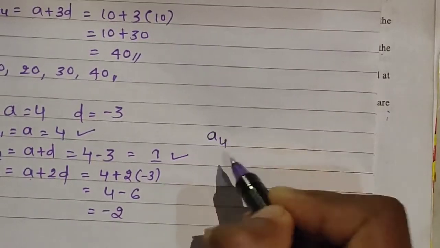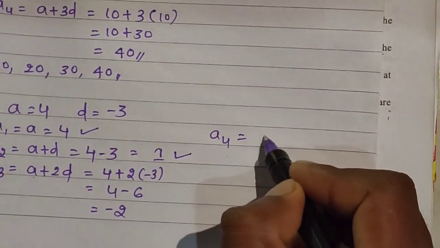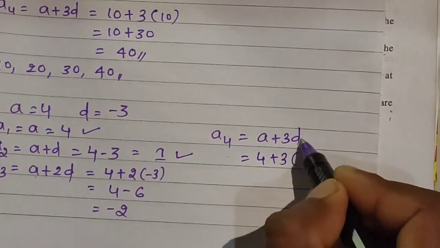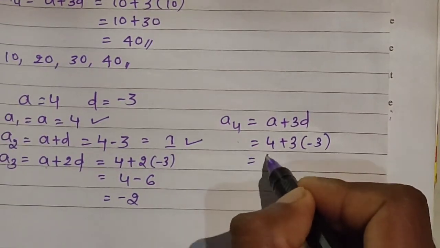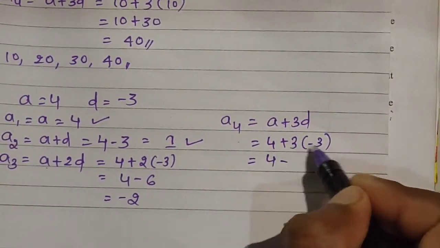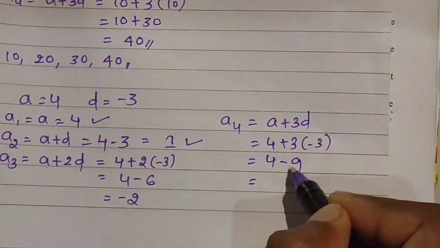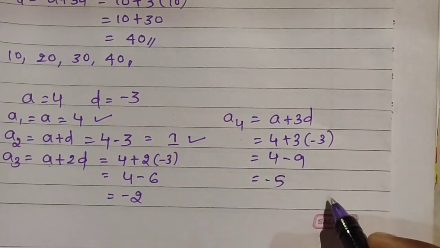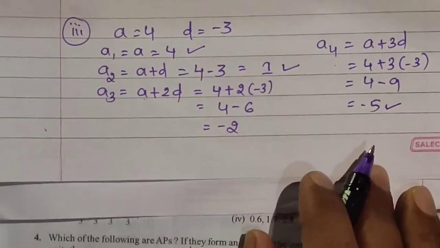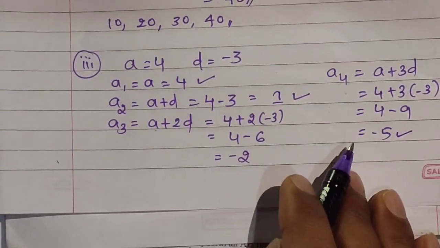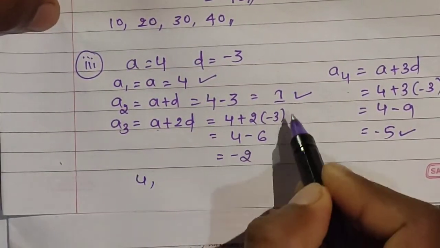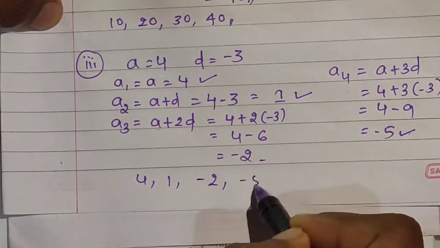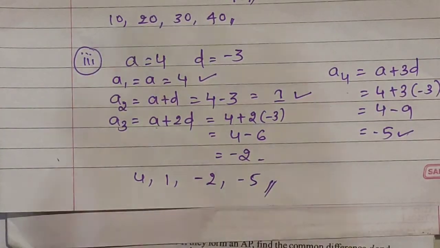I will calculate the fourth term. Notation is A4. Formula is A plus 3D. A value they gave 4 plus 3 times D value they gave minus 3. 4 as it is 4. Plus into minus is minus. 3 3s are 9. One positive number, one negative number, subtraction. 9 minus 4, answer is 5. Bigger number 9 has minus, so it means minus 5. So I got the first 4 terms: first term I got 4, second term I got 1, third term I got minus 2, last term I got minus 5. These are the first 4 terms of the arithmetic progression.